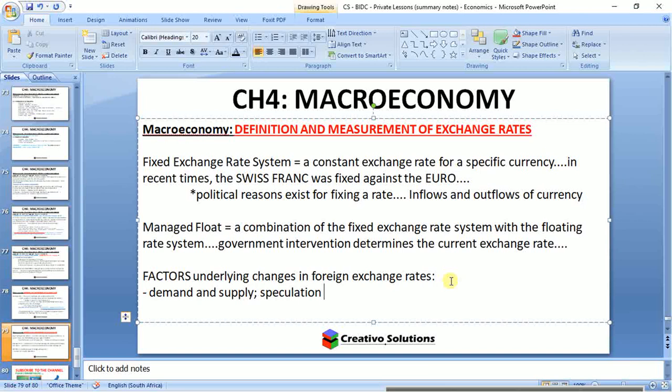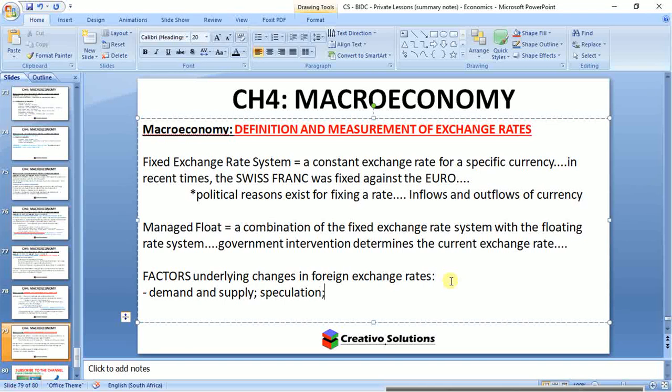Then they talk about the speculation. A large portion of the population will expect a currency to rise or fall, with the hope of making a profit, while an increase in demand for the currency will push up the price. That's speculation.